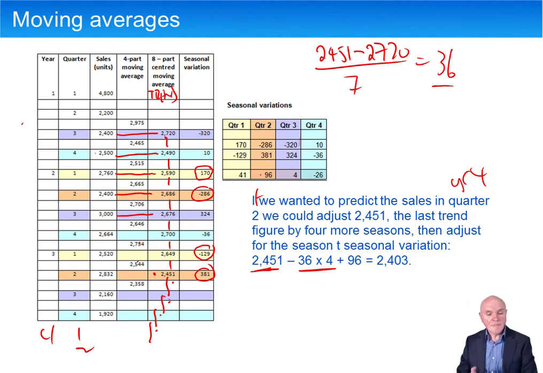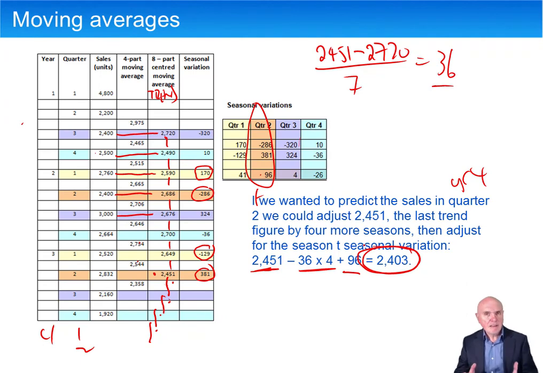And then we say, but that's just the trend. Is season 2 a high season or a low season? And we see here that season 2 or Q2 is a high season. So we want to adjust or correct for that season there. And our prediction for that quarter is going to be 2403.